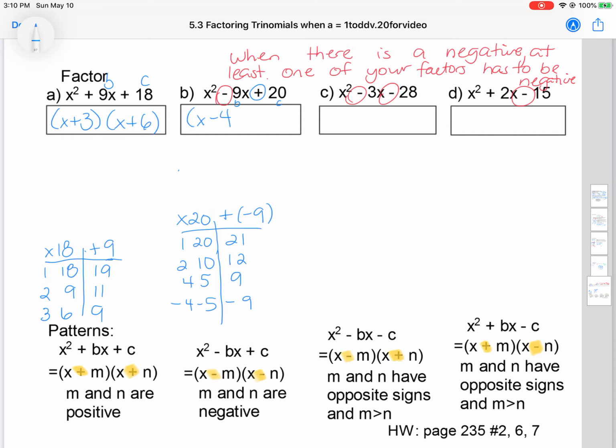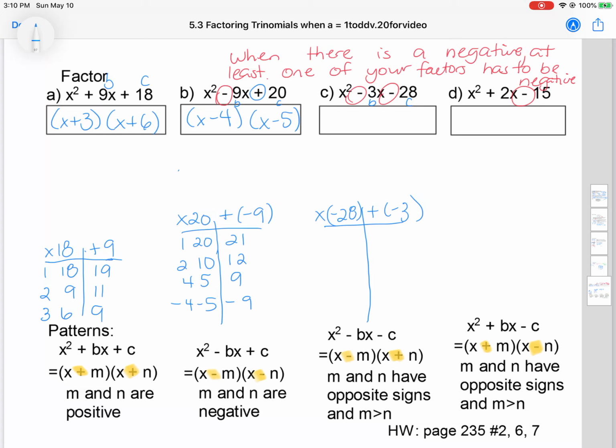There are eventually shortcuts to this, but it is going to be a process. So do as much of the homework and as much practice as you can, because you're going to want that. Again, we have C and B. This time we're multiplying to negative 28 and adding to negative 3. So one of those numbers has to be negative.